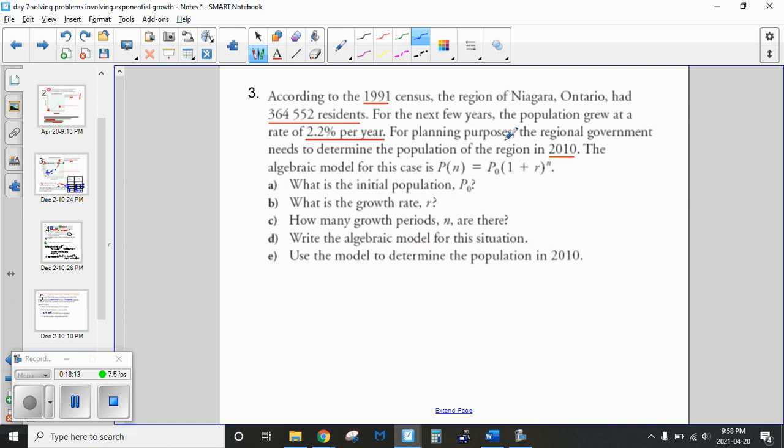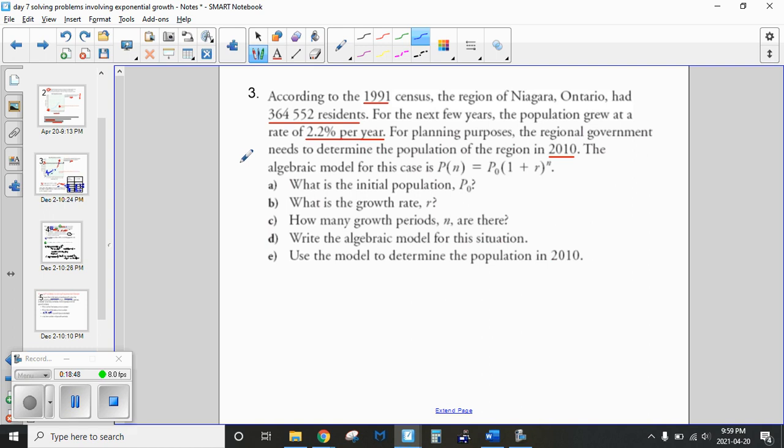Okay, according to the 1991 census, the region of Niagara, Ontario had 364,552 residents. For the next few years, the population grew at a rate of 2.2% per year. For planning purposes, the regional government needs to determine the population of the region in the year 2010. So this is obviously an older question, but that's okay. We can still set it up and answer it, pretending that it's not 2010 yet.